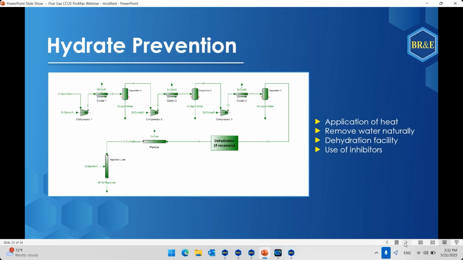So either we apply heat or we are trying to remove the water naturally as much as possible. And I'll show you in a minute how to do it. If necessary, we might need to use some further dehydration facility. Sometimes that would mean molsieve, or in some instances a glycol dehydration unit can be used, but you have to be careful about what your specification on the CO2 purity is, which you are sending to the storage, because they might just tell you that it should have 0 ppm of TEG, which is not achievable if you use TEG units to clean it. And you might use inhibitors to prevent the hydrate formation. All of this can be modeled in ProMax.